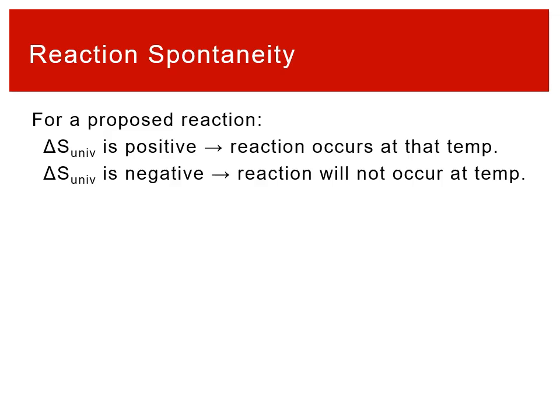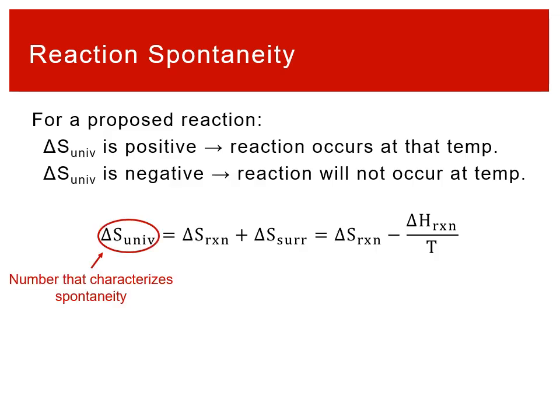Negative means it's not going to happen, right? That's a non-spontaneous process. And for the purpose of the chemical reaction, it doesn't happen. You're not going to turn those reactants into products. So this is really what we want to calculate. And so this number characterizes spontaneity. Is it positive or is it negative?